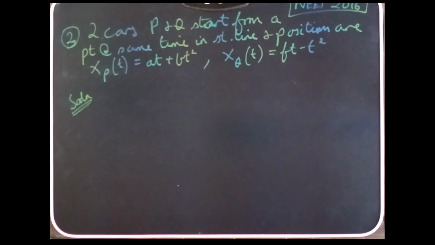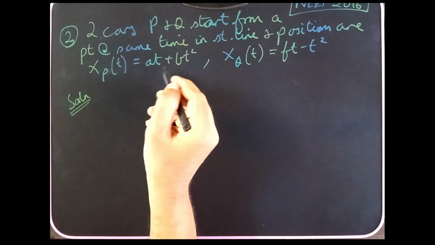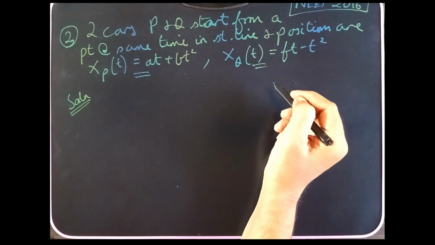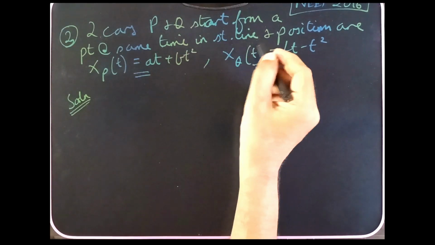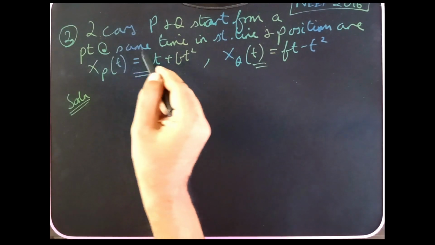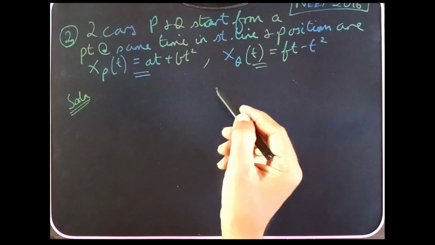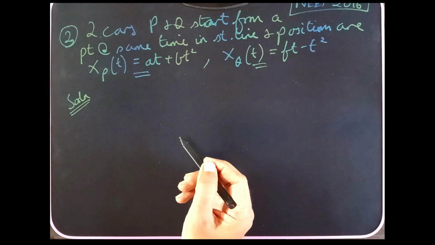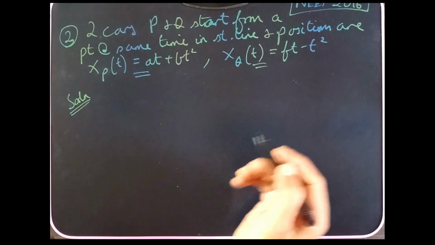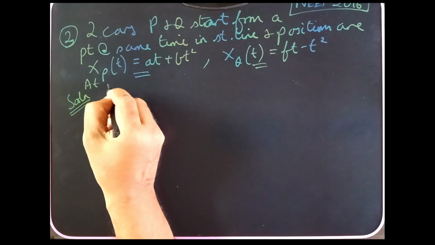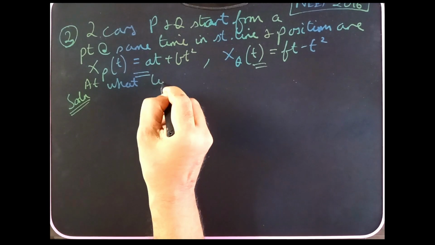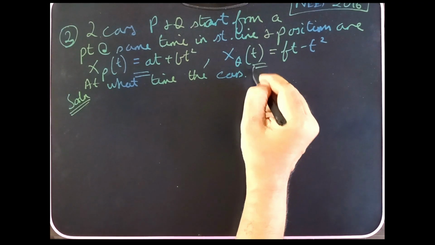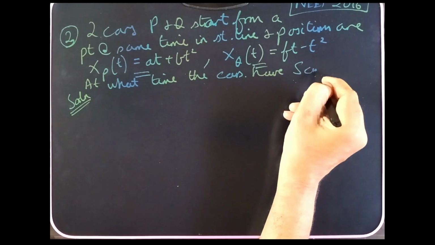Okay. So now it is given with respect to time. That means it's given as a variable, right? The position is given as a variable. Two cars P and Q start at a point at the same time. They start at the same time in a straight line, and the positions are defined with this. What is it asking? At what time do the cars have the same velocity?